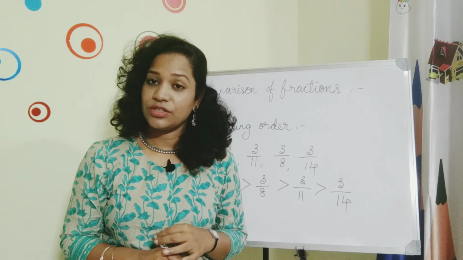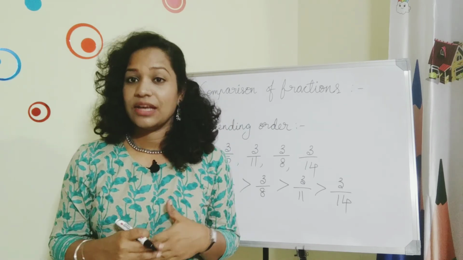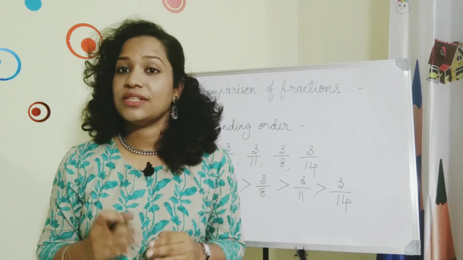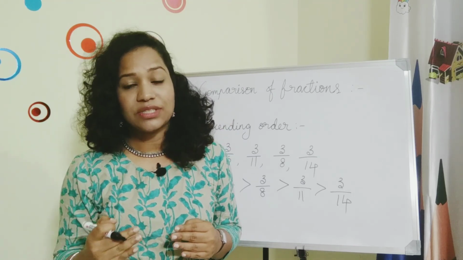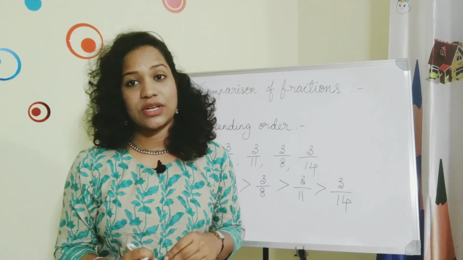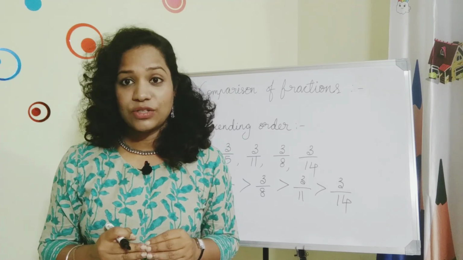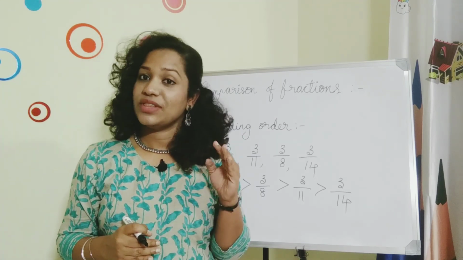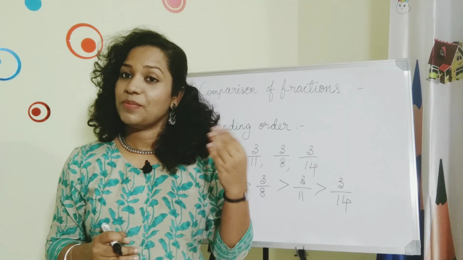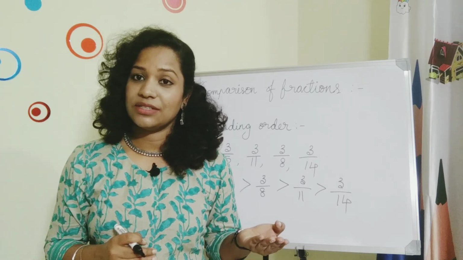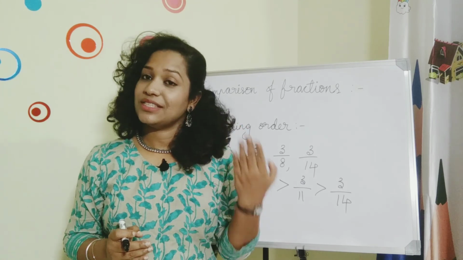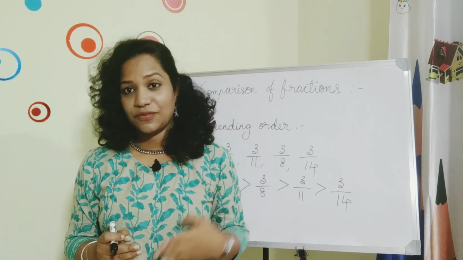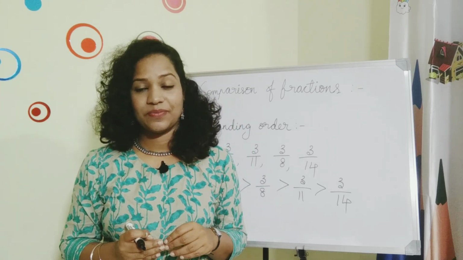Hope you all have understood how to check the given fraction is in its simplest form or not and how to reduce the given fraction to its simplest form. How to compare the fractions with the same denominator but different numerators. How to compare the fractions which have the same numerator but different denominators.